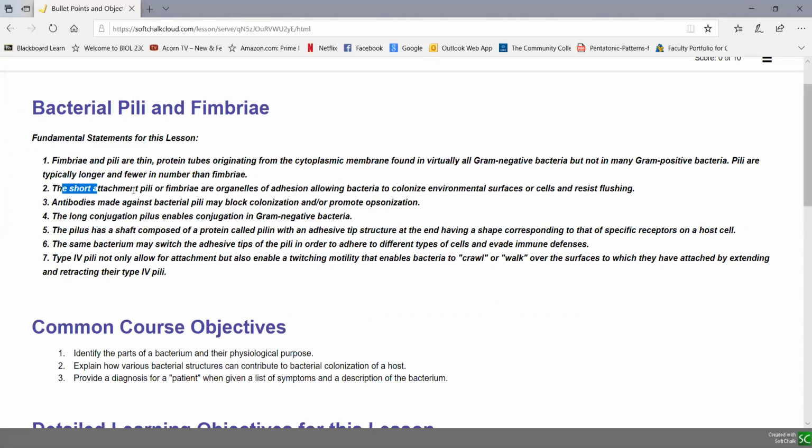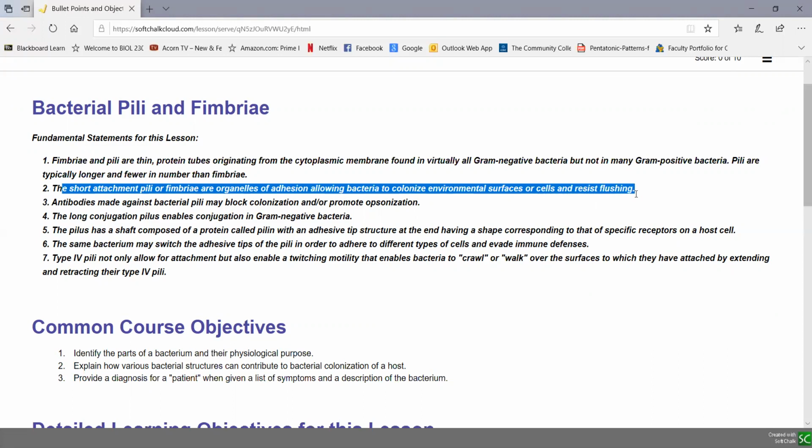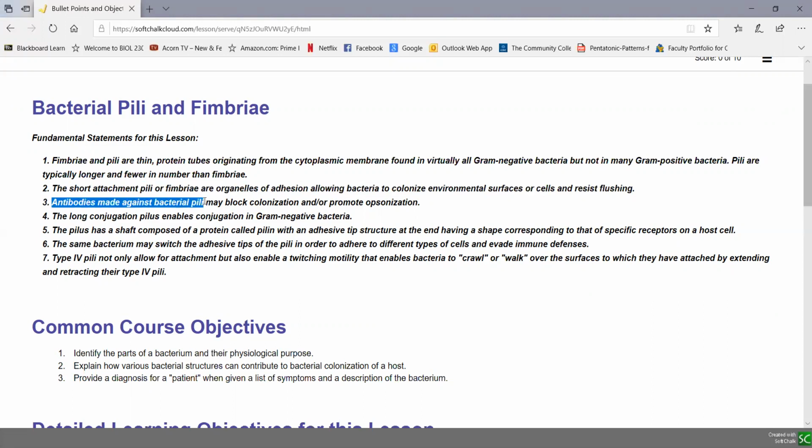The short attachment pili, sometimes called fimbria, are organelles of adhesion. They allow bacteria to colonize environmental surfaces or cells and resist flushing. Antibodies made against bacterial pili may block colonization and/or promote opsonization. The long conjugation pilus enables conjugation in gram-negative bacteria.